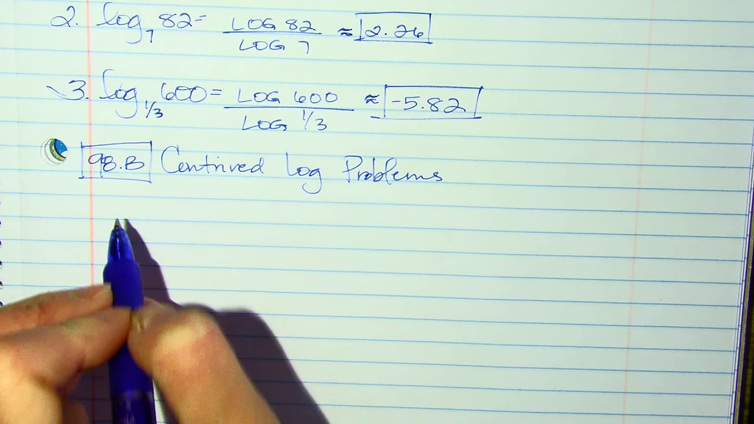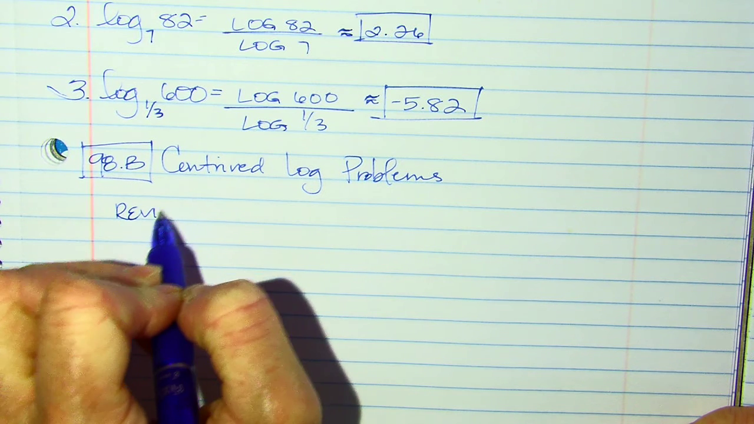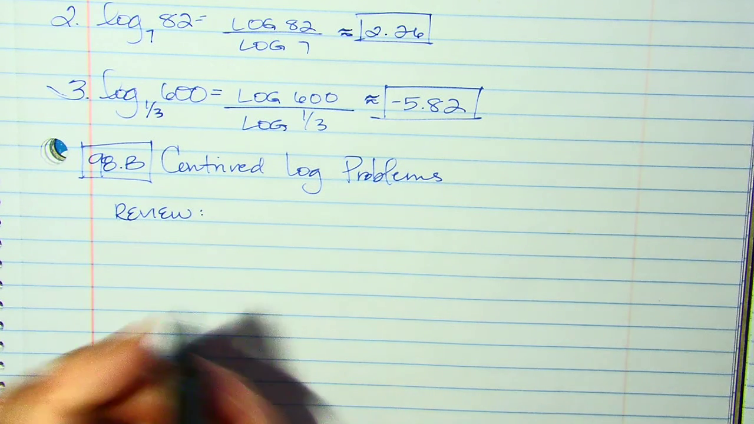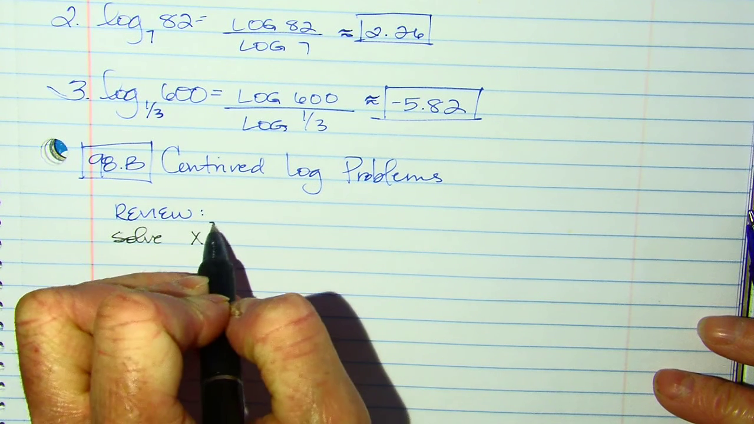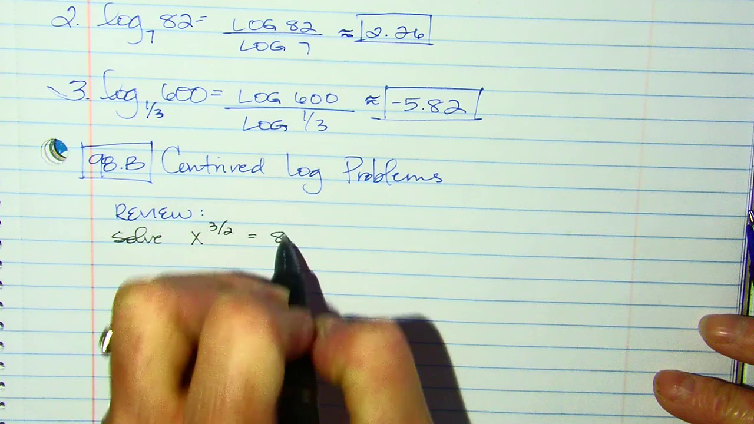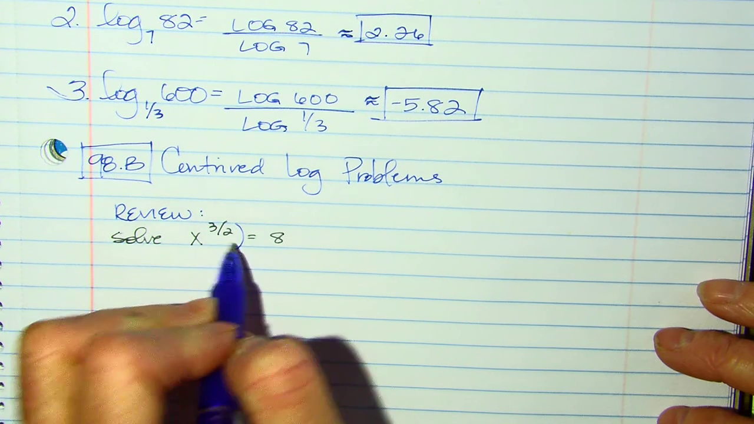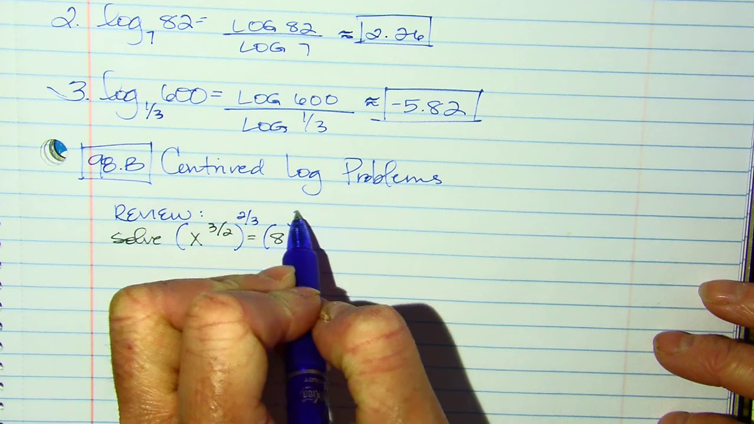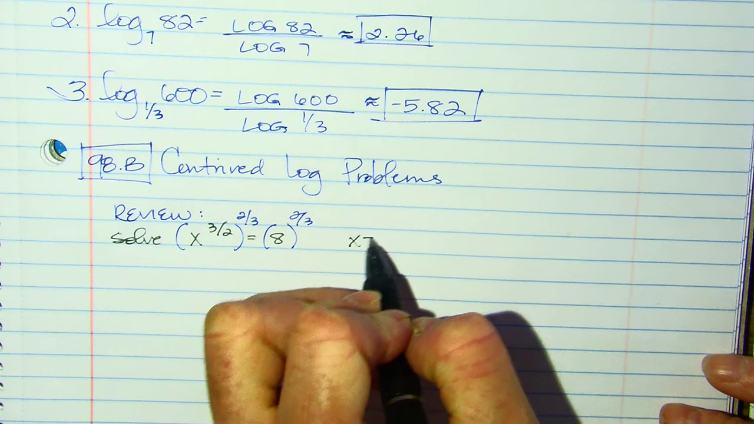So let's review really quick a couple things. So here's some review. So let's review the first. In order to solve x to the 3/2 equals 8, I would have to raise both sides to the reciprocal fraction. And so in that case, x equals 4.